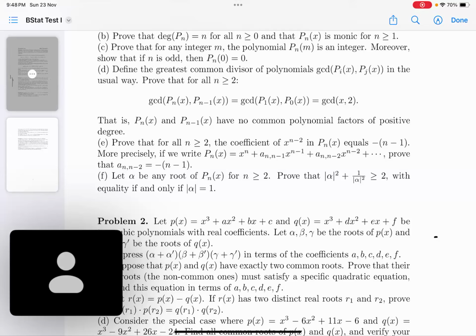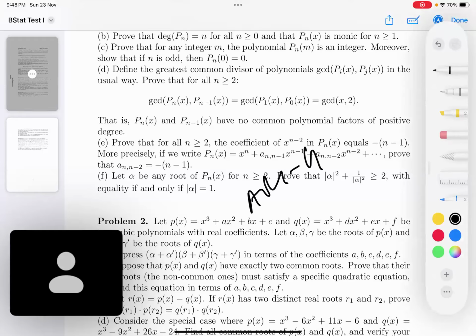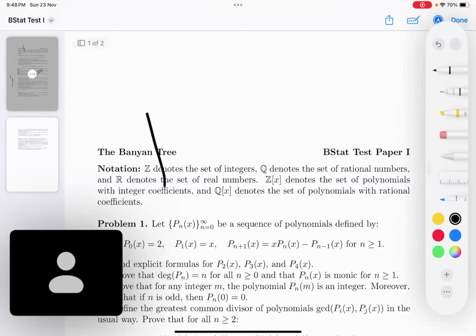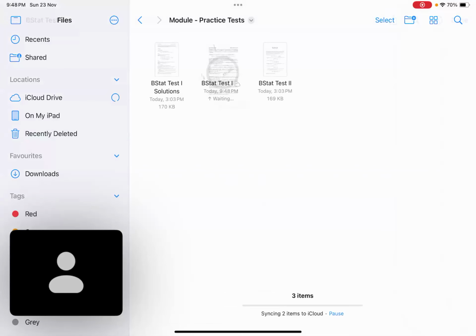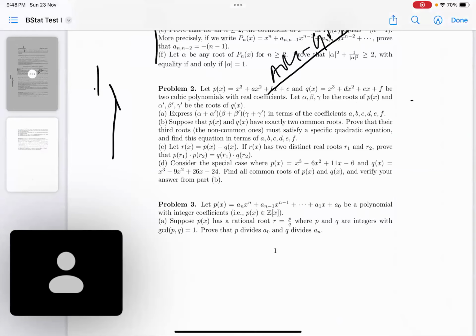But you were not there last time, so let me describe AMGM again in 5 minutes, and then we will call it a day for today. I will send you a solution to problem E. Go on. In problem 2, the first problem, part A, we have to determine alpha plus alpha dash, beta plus beta dash and gamma plus gamma dash in terms of A, B, C, D, E, F. I have a doubt in the solution you provided.